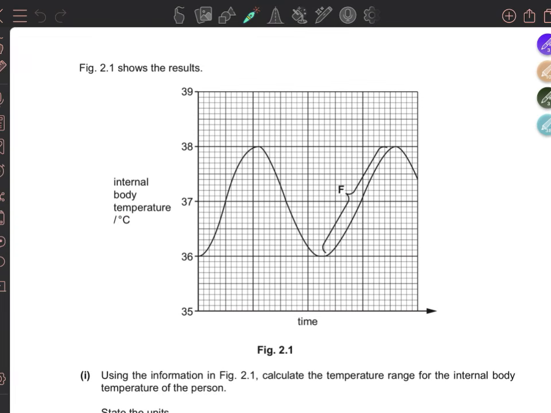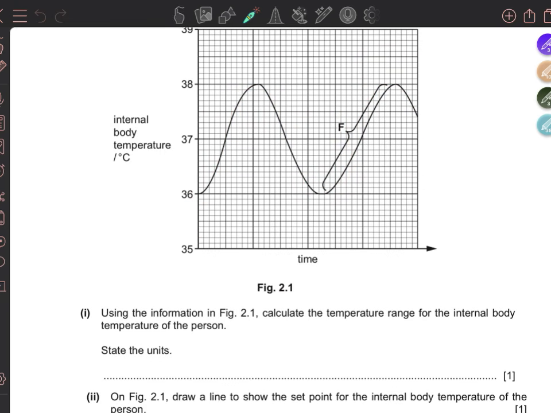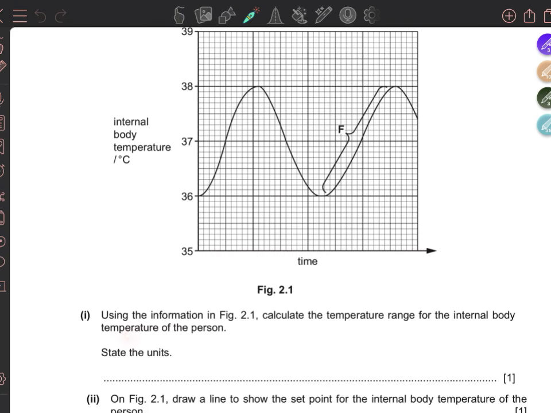Okay, so now since you have some idea about how to do them, let's answer these questions now. Now this question says that figure 2.1 shows the results. This is not the whole question, just the graph question. The time is given on the x-axis, and on the y-axis you have the internal body temperature. As you can see, it fluctuates from 36 to 38 and then 36 to 38. So use the information to calculate the temperature range for the internal body. Calculate, that means you need to do some calculations and then state the units, write the units as well. Range is the difference between the highest and the smallest value. So this is 38. The smallest value is 36.